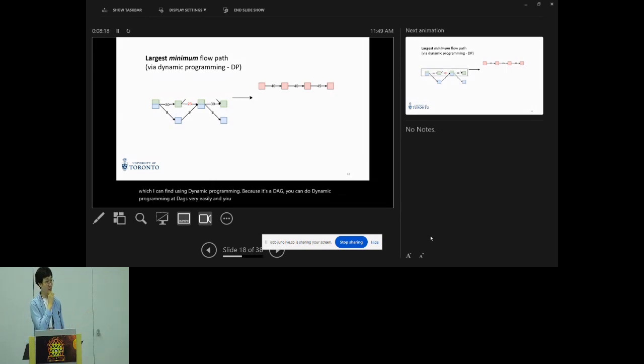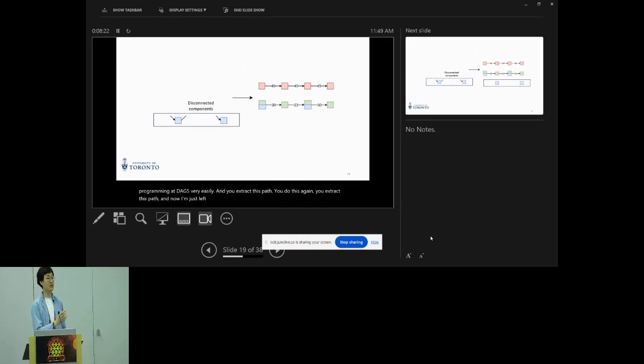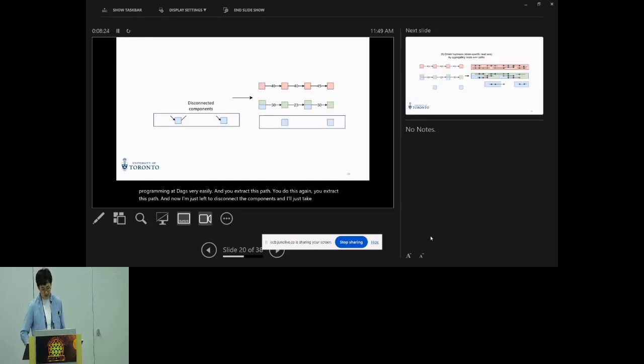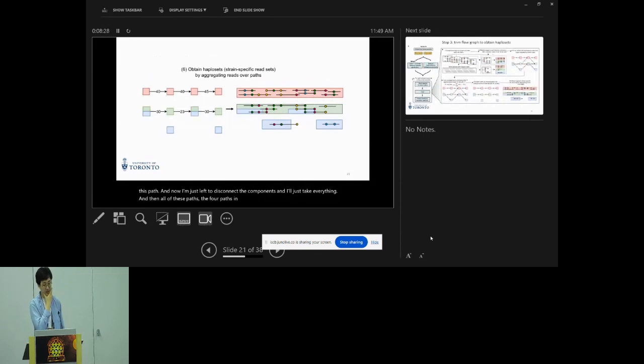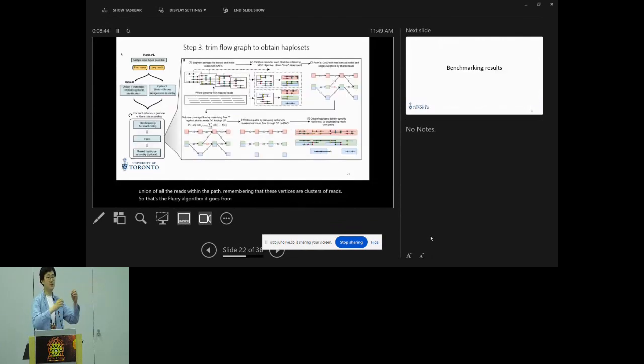And you extract this path. You do this again, you extract this path. And now I'm just left with disconnected components, and I'll just take everything. And then all of these paths, the 4 paths in total, including the disconnected components, you can aggregate into a haploset by just taking the union of all the reads within the path, remembering that these vertices are clusters of reads. So that's the Floria algorithm. It goes from local clustering to some sort of global regularization using linear programming and network flows, and then we use some sort of dynamic programming to extract paths carefully that are good strain-level haplosets.